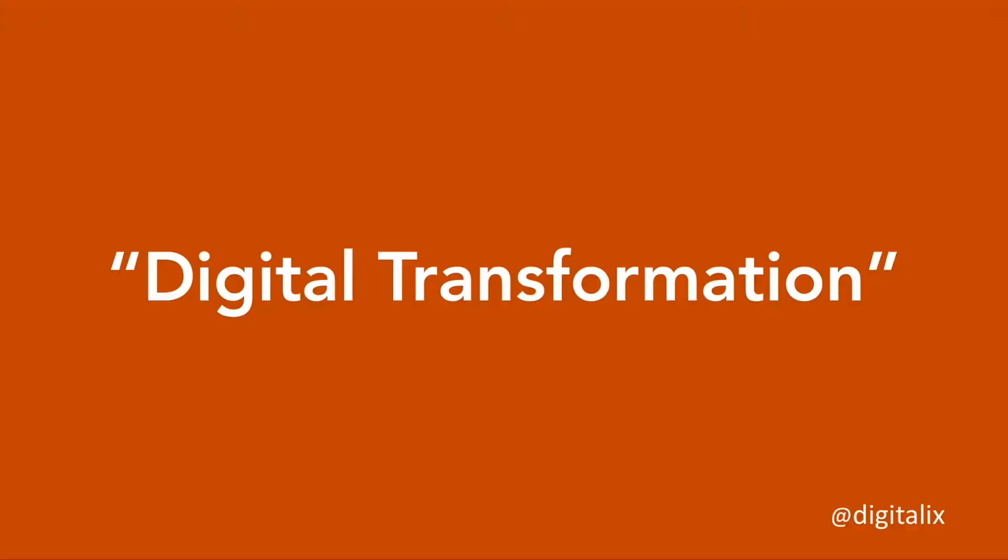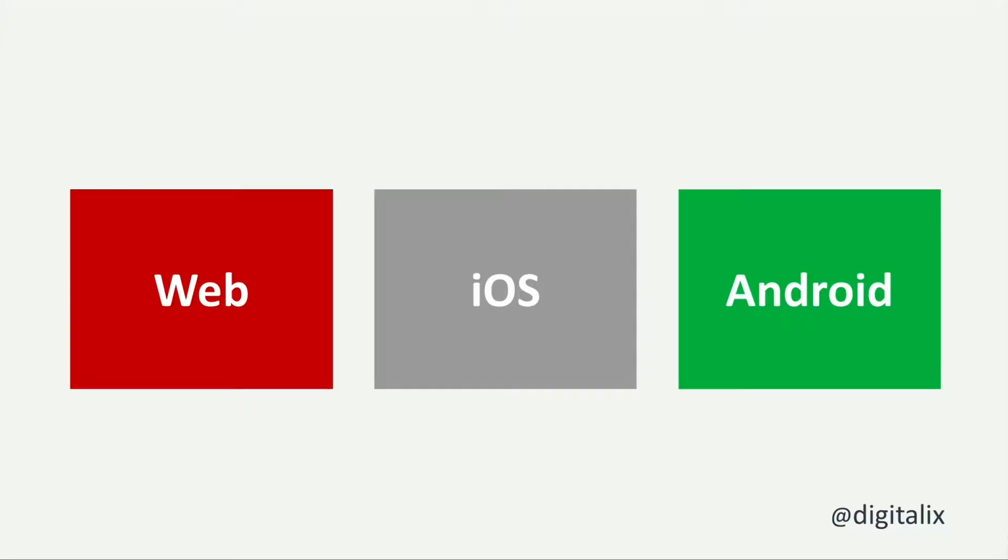So they've asked you to do a digital transformation of this entire process to help them out. They want these three things. They want a web application, they want an iOS mobile application, and an Android application. Pretty typical, right?